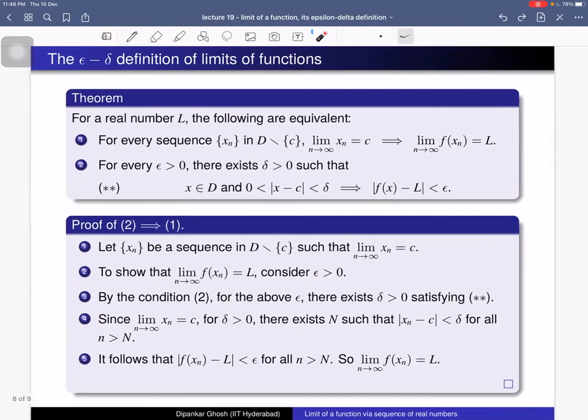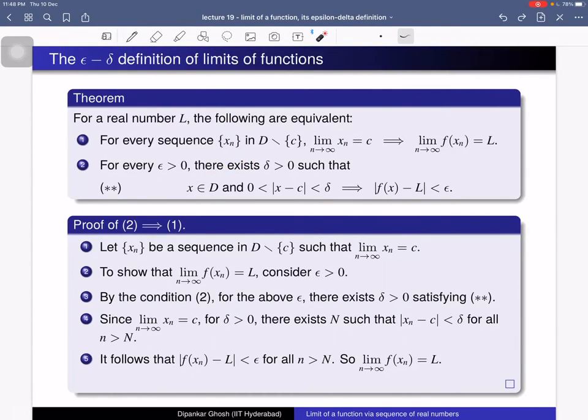Why? Because we have this condition. If some point is there in D and it satisfies this thing, then its function value should satisfy this one. If we consider all natural numbers beyond this big N and consider this point x suffix n, it satisfies this thing. So x suffix n is a point of D, and it is not equal to C, so you have this inequality. That means x suffix n is satisfying this condition, so f of xn should satisfy this condition.